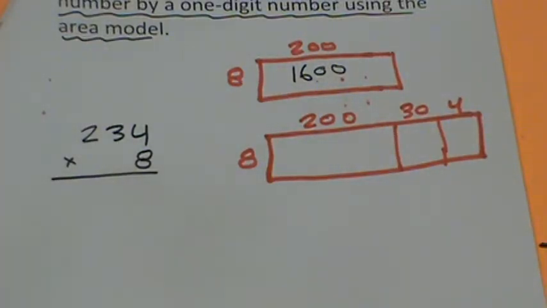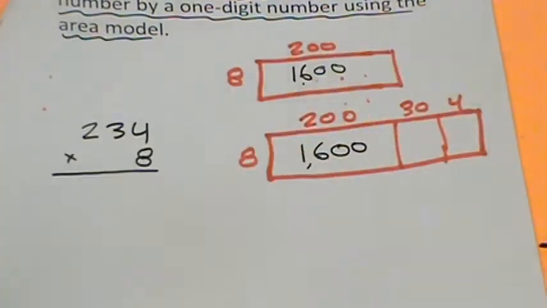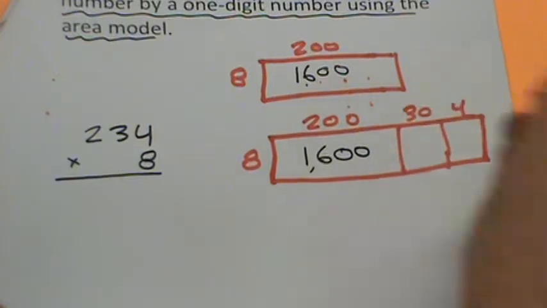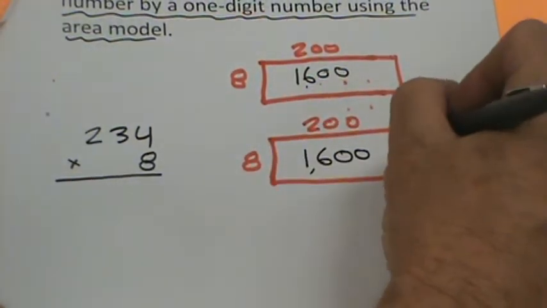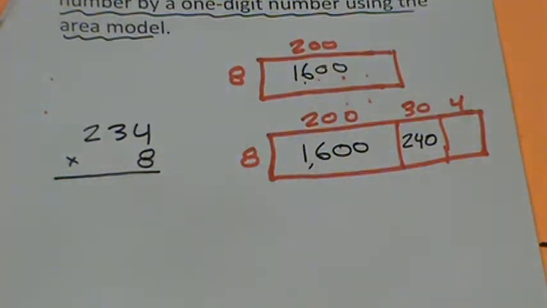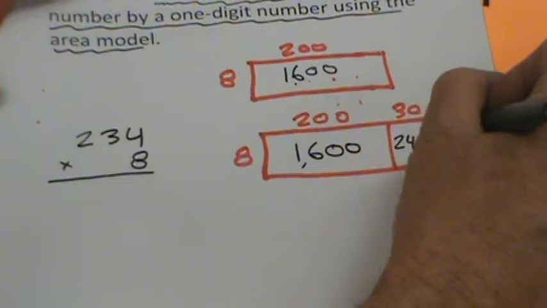So let's start out with 8 times 200. We already have that answer. 1,600. Right? But now 8 times 30. So 8 times 3 is 24, but we have that 0 up there because we're multiplying 8 times 3 tens. So 8 times 3 is 24, and we add on the 0. Finally, we don't need to worry about the 4 ones because 8 times 4 is 32.